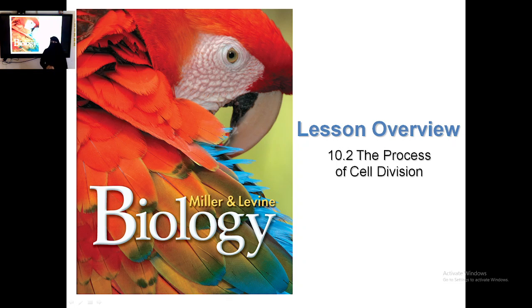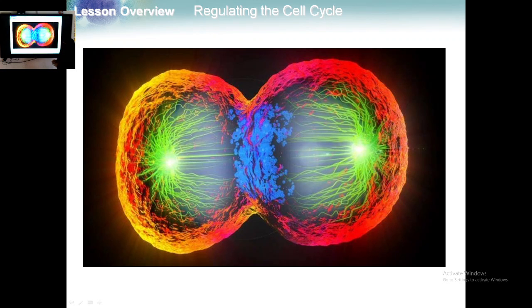Today, inshallah, we will start with lesson 2 in chapter 10, which is the process of cell division. You have to know what we mean by cell division, what the ratio of surface area to volume means, and what will happen to the surface area to volume ratio once the cell grows, okay? For today, inshallah, we will start with regulating the cell cycle and how the cell cycle is regulated in both prokaryotic and eukaryotic cells.